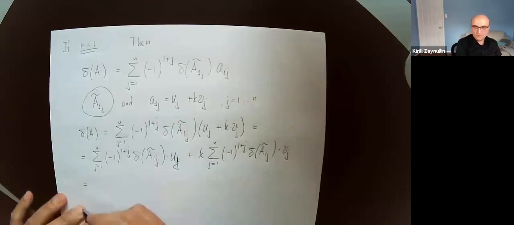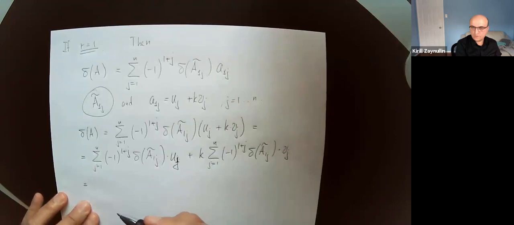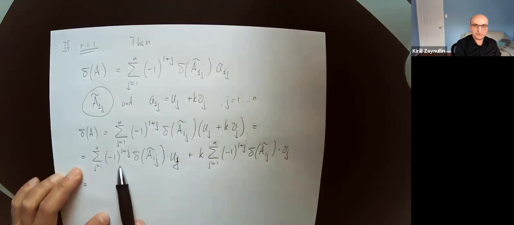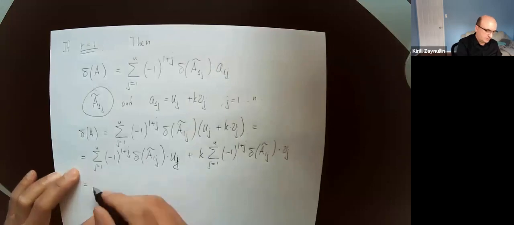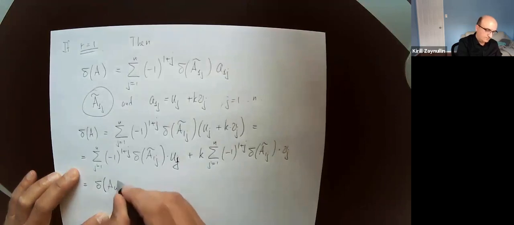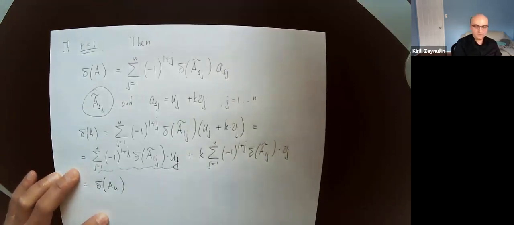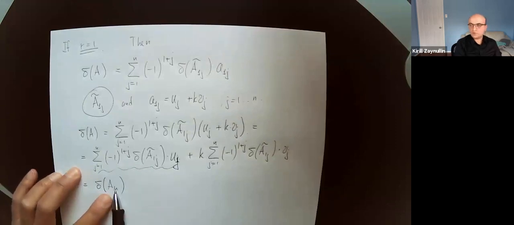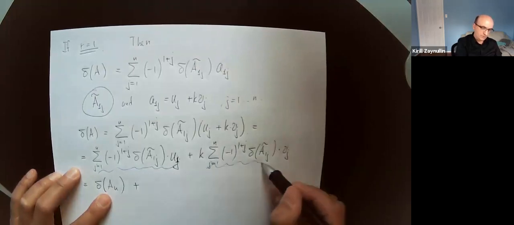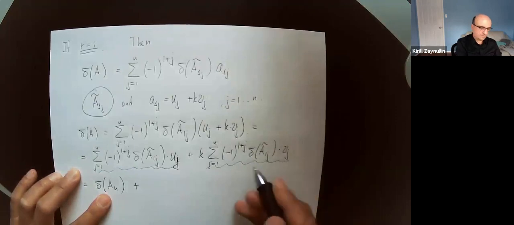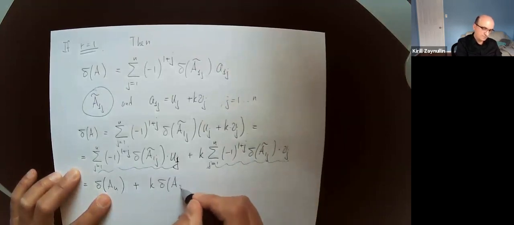Okay, and we can also write this down as, but look, what is this expression here? Well, this expression is precisely, by the very definition, delta of A_U, because this matrix A_U was obtained by taking the matrix A and replacing its first row by the vector U. Then plus, and again, what is this sum? Well, this sum is precisely delta of the matrix A_V.